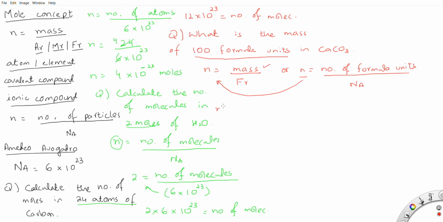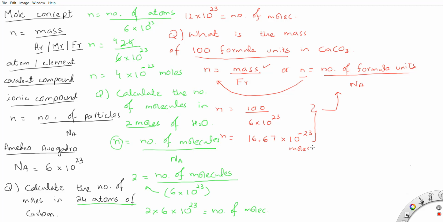n is equal to number of formula units, they are 100, over 6 exponent 23. So 100 divided by 6 is 16.6. So n is 16.666. We can round this up to 16.67 exponent minus 23. So using this formula, we get this. These are basically the number of moles.